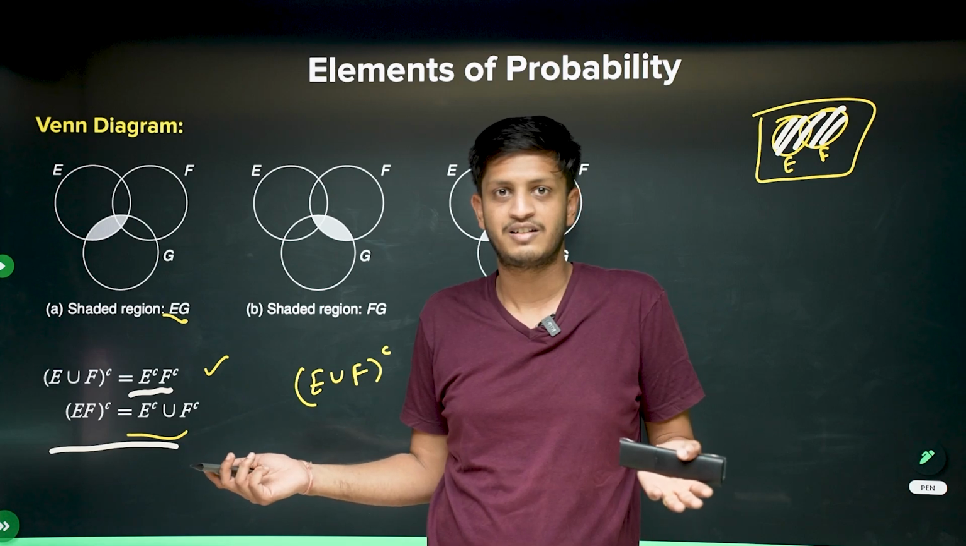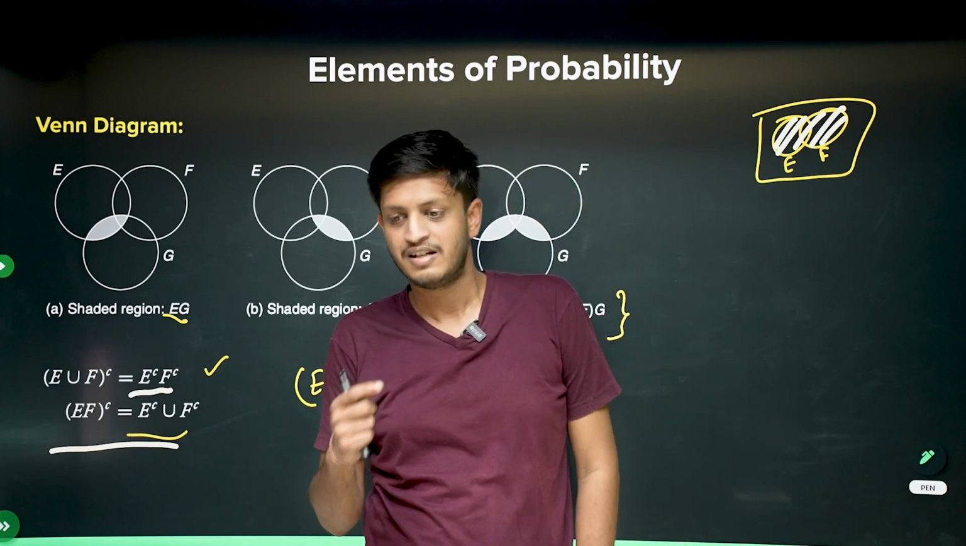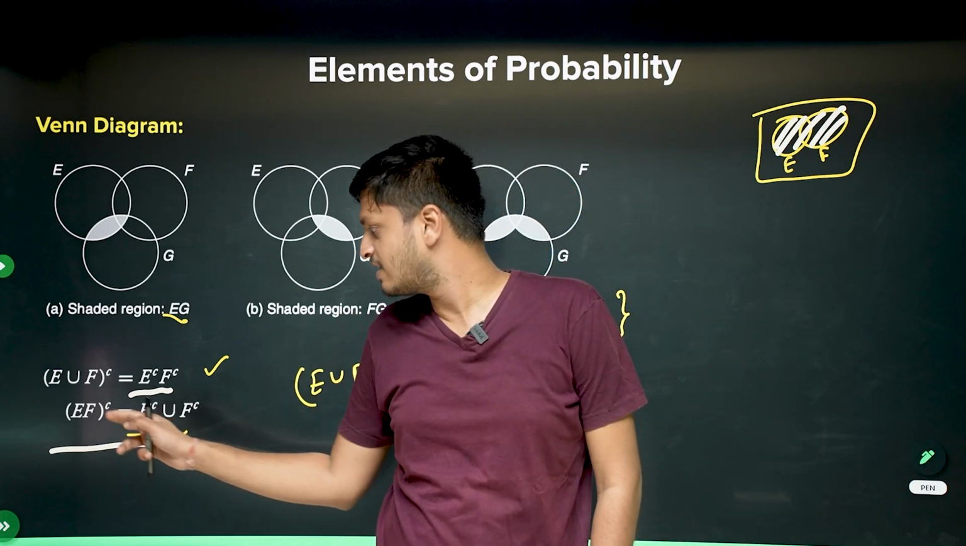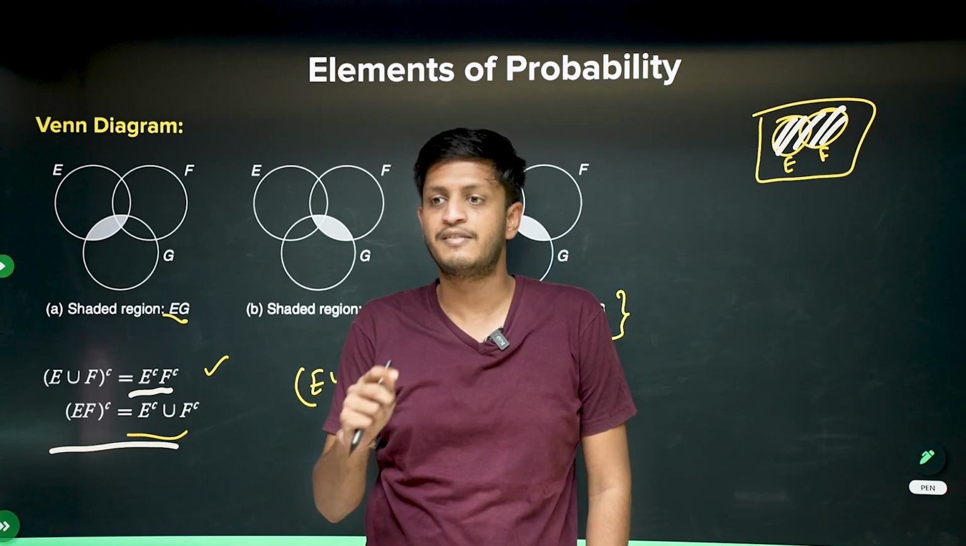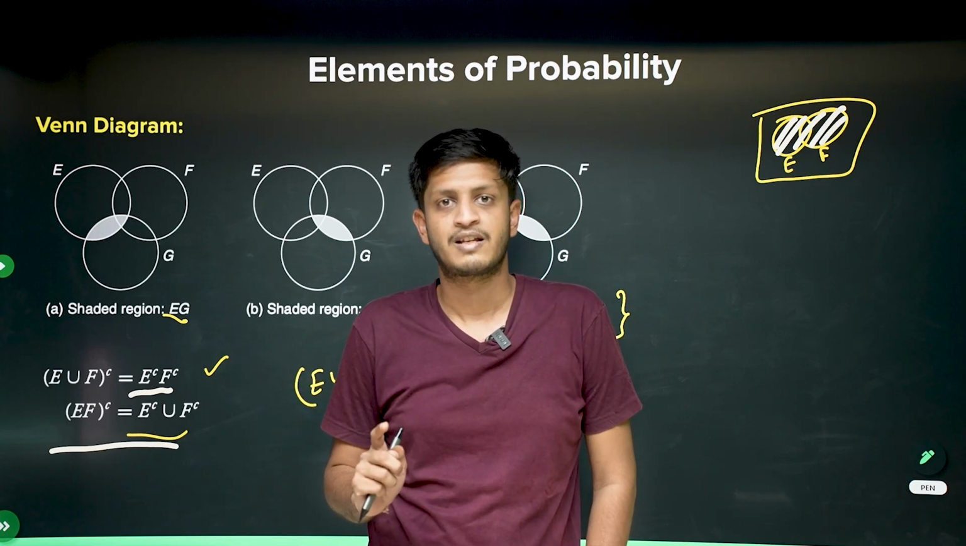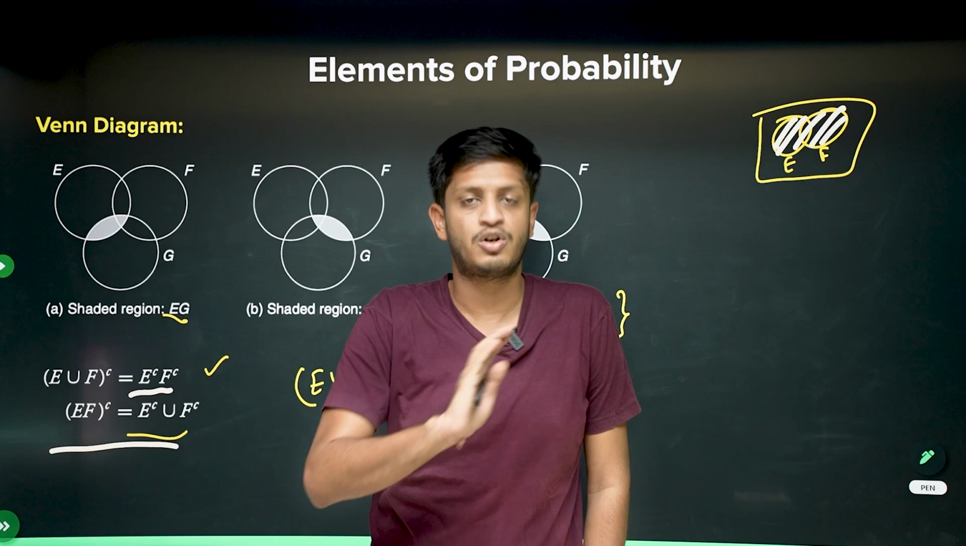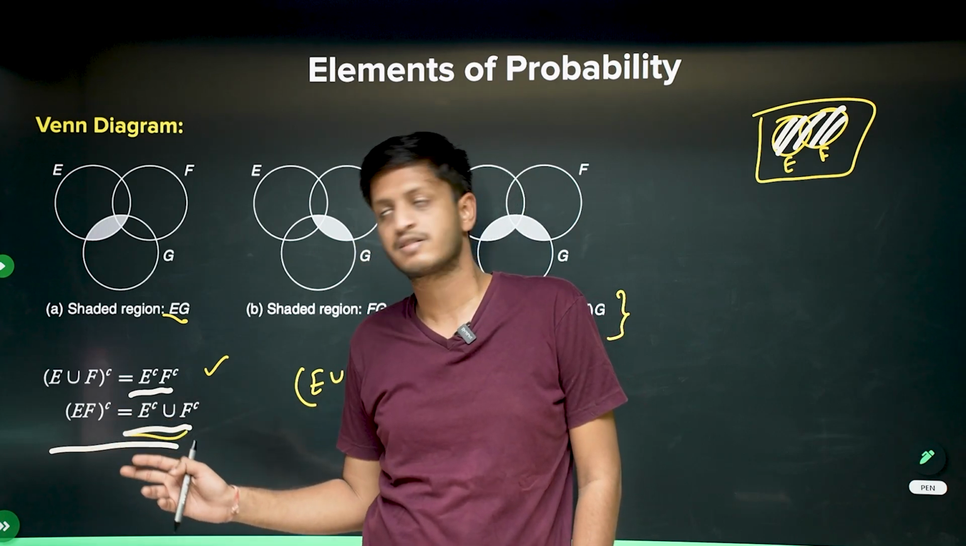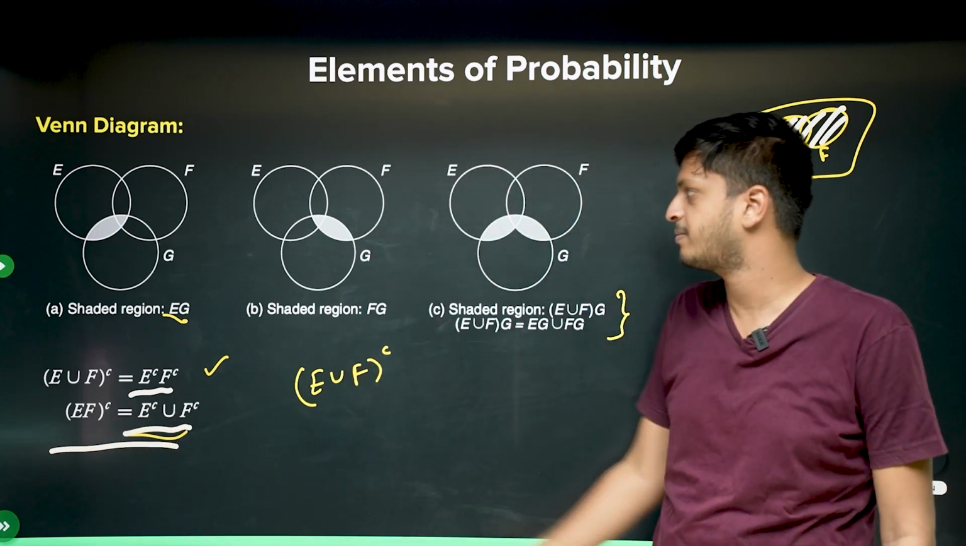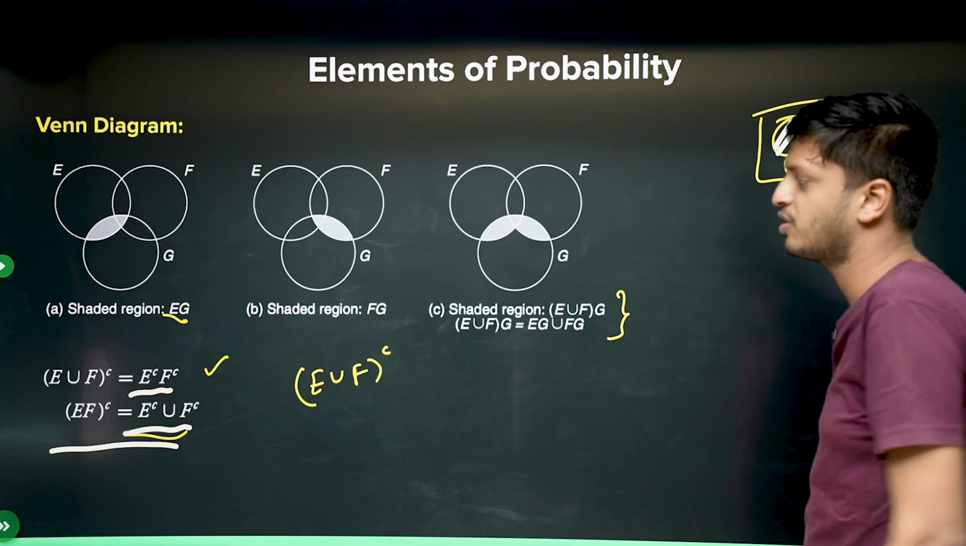Right? Which is correct. What I'm trying to say is, what is E intersection F complement? It is like E and F should not happen simultaneously. It means that either one of them should not happen. That's what the RHS is. Either E is not happening or F is not happening, right? Using a Venn diagram also you can prove it very easily.